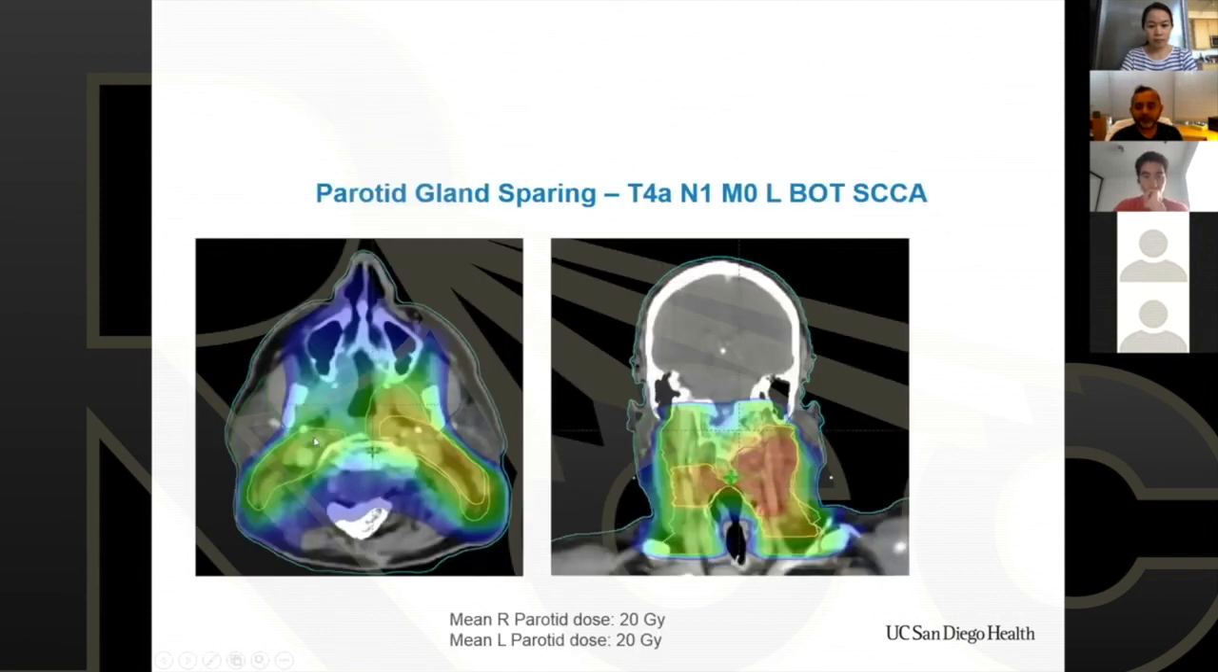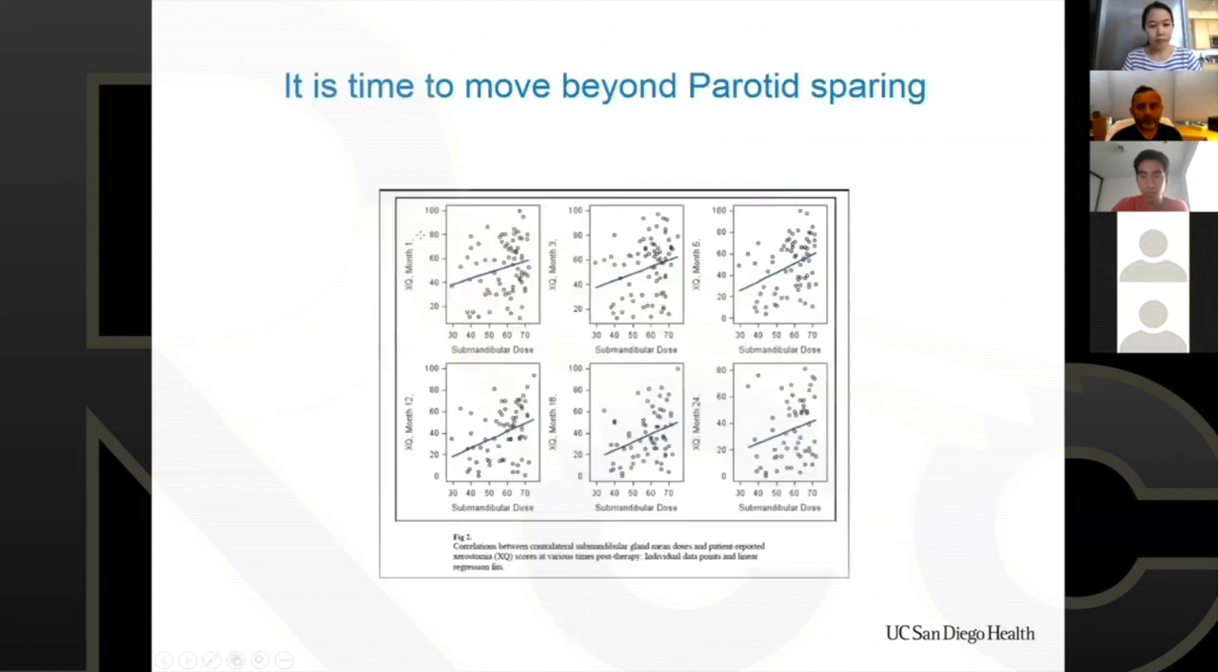Just to give you an example, here's one of my patients, treated for a base of tongue cancer, left base of tongue cancer. I'm treating bilateral neck nodes. He had bilateral neck nodes initially, and you can see I'm doing a really good job of sparing the majority of the parotid gland. You can see here on the axial plane and then here on the coronal plane. And you can see that the mean parotid dose for both parotid glands is on the order of 20 gray. So very good sparing of the parotid glands.